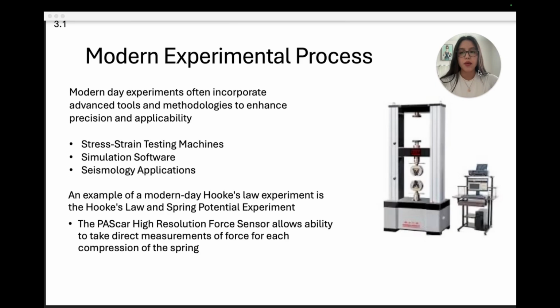I will be following up Alexis with the modern experimental process of Hooke's law. Modern-day experiments often incorporate advanced tools and methodologies to enhance precision and applicability, such as stress-strain testing machines, simulation software, and seismology applications. An example of a modern-day Hooke's law experiment would be the Hooke's law and spring potential experiments. And this includes the PASCO high-resolution force sensors, which allow direct measurements of force for each compression of the spring.